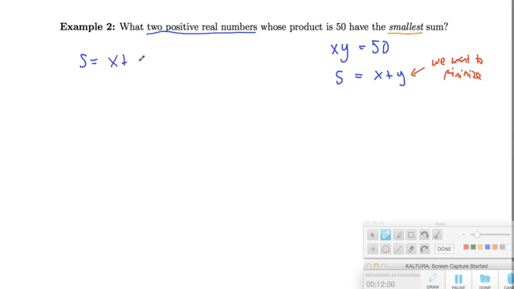Now s equals x plus y. Now just like last time, when we take the derivative with respect to x, we don't want to have y in the way. But notice how you can solve for y easily over here just by dividing both sides of the equation by x. So y is the same thing as 50 over x.